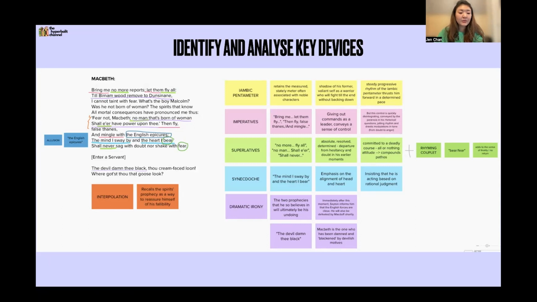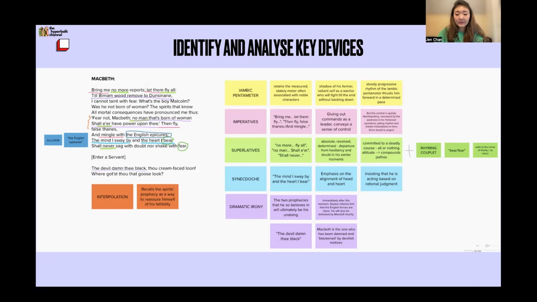And this is in its own way a reflection of valor, but of course, it's committed to a deadly course, and that compounds the tragedy, because these qualities in themselves, being absolute resolved and determined, they're not necessarily bad, and they can be virtues when applied to virtuous ends. But of course, that's not the case here for Macbeth.